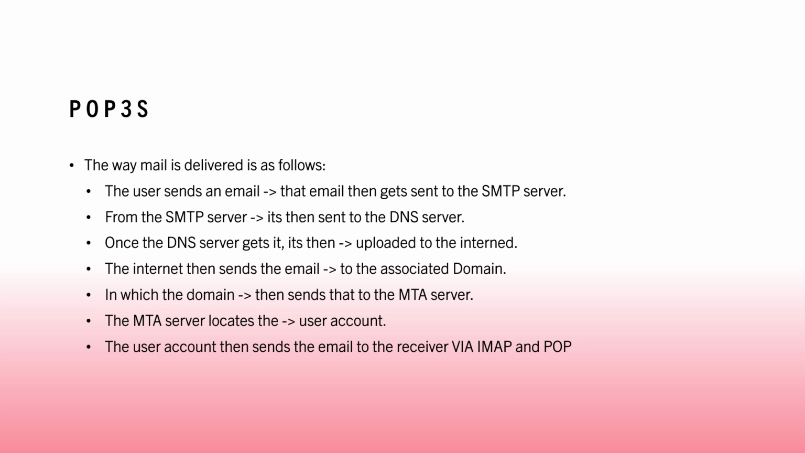The way POP3 email is delivered is as follows. The user would send an email. That email then gets sent to the SMTP server. From the SMTP server, it's then sent to the DNS server. Once the DNS server gets it, it's then uploaded to the internet. The internet then sends the email to the associated domain, in which the domain then sends that to the MTA server. The MTA server locates the user account, and the user account then sends the email to the receiver via IMAP and POP.